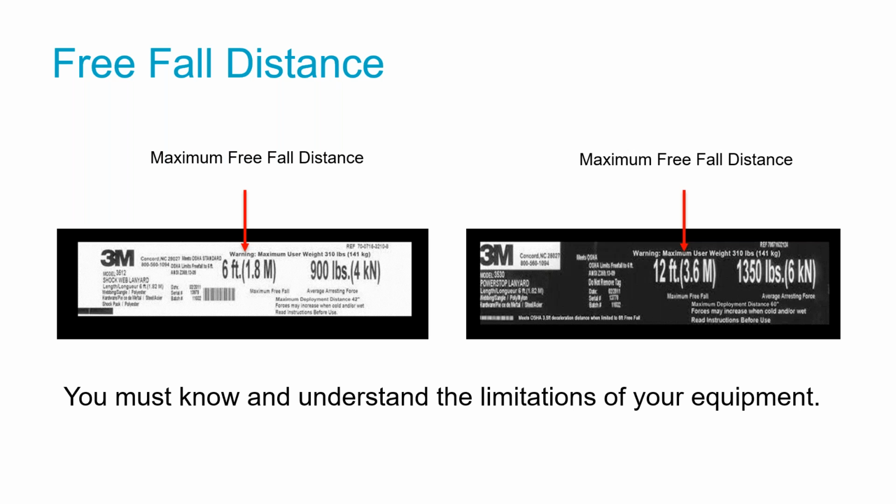As per CSA Z259.11-17 energy absorbers and lanyards, maximum free fall distances are set by the manufacturer, therefore they may differ. They may differ from manufacturer to manufacturer, and they may also differ by the type of equipment being used. This information can be found on the equipment label. In this case, both are 3M lanyards with different maximum free fall distances. These lanyards would be suitable for different tasks. As part of the pre-use inspection and pre-job hazard assessment process, workers must know and understand the limitations of their equipment.